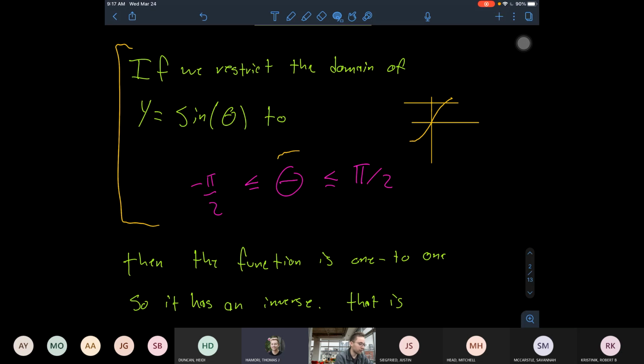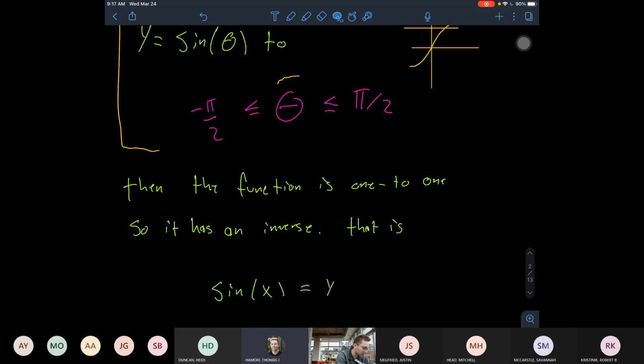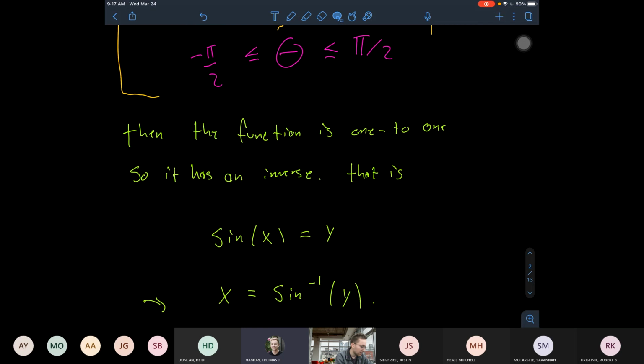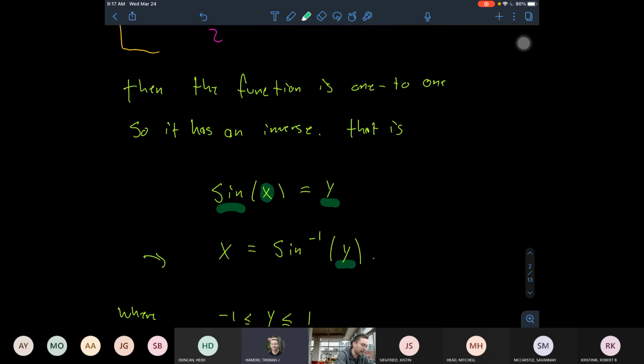So what does it mean for this function to have an inverse? It means that if sine of x is equal to y, or sine of theta is equal to y, then we have a function which does the opposite. Instead of plugging x into the sine function and getting y, we plug y into the sine inverse function and get x.